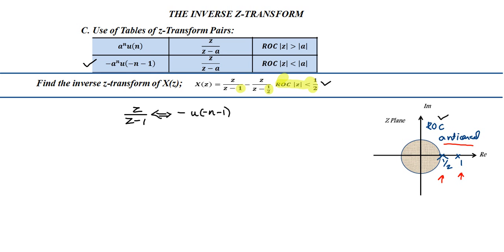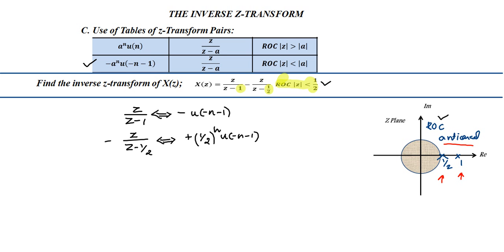So we got the first one, and the second signal is z by (z minus 1 by 2). For this particular signal, you can see that a is 1 by 2, so you can write minus (1 by 2) the whole raised to n into u of minus n minus 1. So from the table you can see there is a minus here also. So an extra minus here, so again we need to multiply with a minus, so it becomes plus.